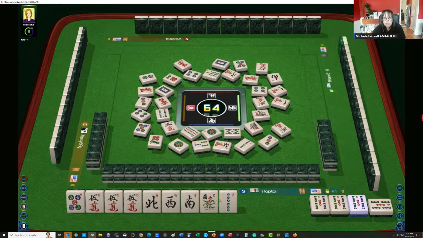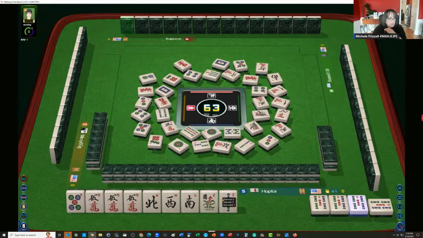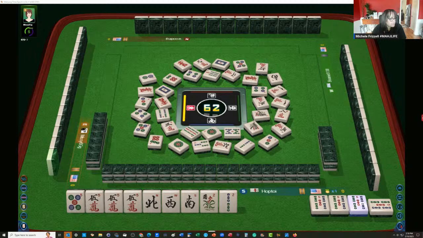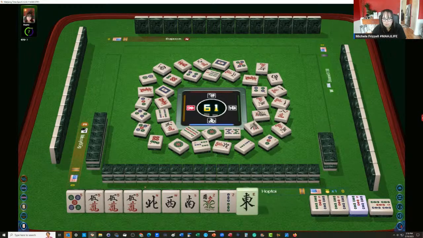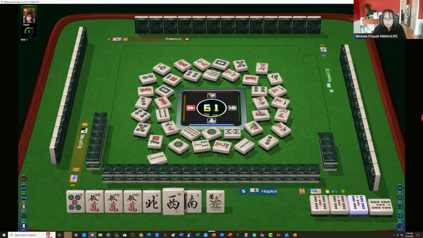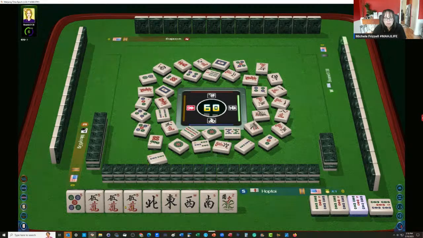2 dots. One dot. We're looking for an east and a flower. 8 characters. Nine characters. We need an east and a flower. West wind. We got the east. Okay, so now 2 bamboos, we can Kong the 5 crack and be ready on a flower, which is East wind.